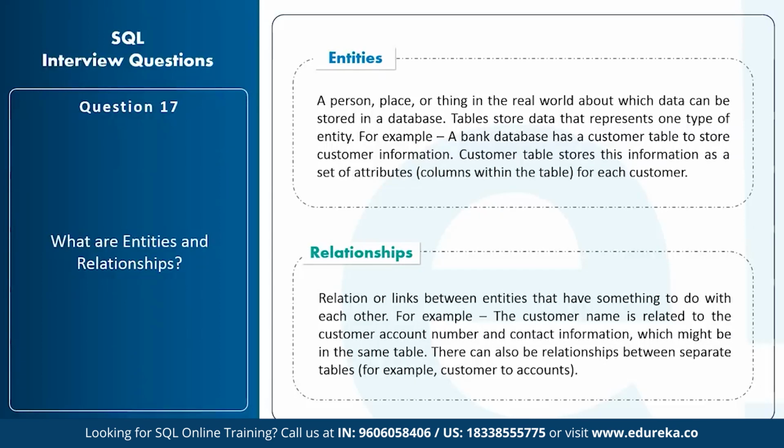Now talking about relationships, relational links between the entities that have something to do with each other are basically relationships. So for example, the customer name is related to the customer account number and the contact information, right? Now this might be in the same table or it could be in any other table also, right? So if you have two tables, out of which one table has the customer name and the other table has all the other information like the customer ID, customer name, and so on, these two tables will be related to each other with a relationship so that the customer details could be retrieved. That particular information is basically relationships.